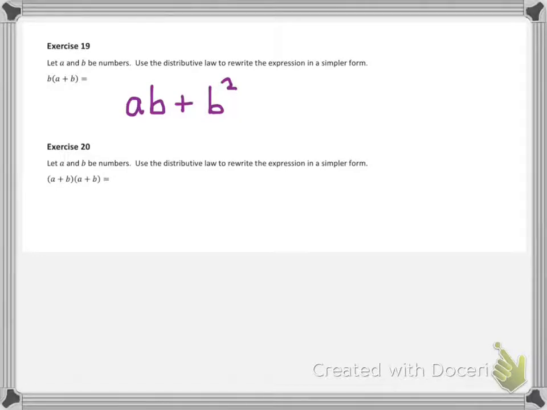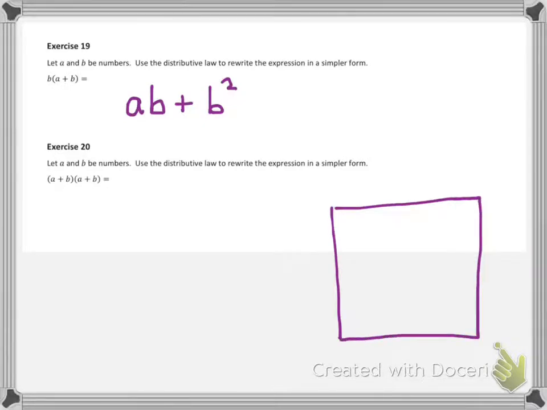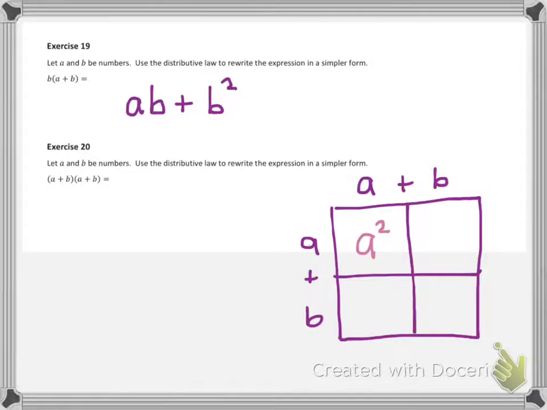You might remember this. Let me see if this looks familiar to you. Let me make this kind of array here. If I have A plus B times A plus B, what happens is all of these need to be distributed to each other. So I get A times A, which is A squared. And then I have A times B, that's AB. And over here I've got A times B, that's AB. And then lastly I've got B times B, and that's B squared.